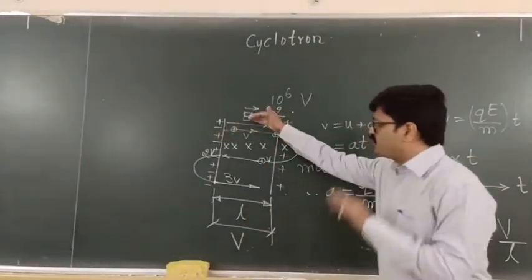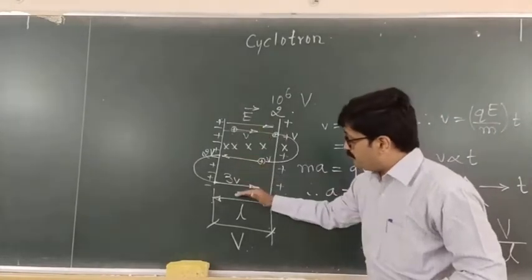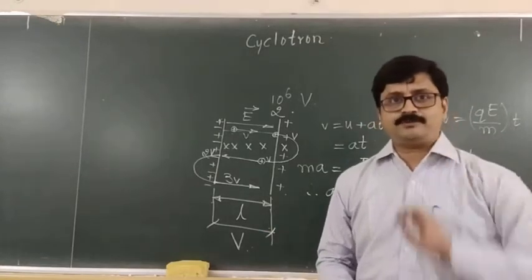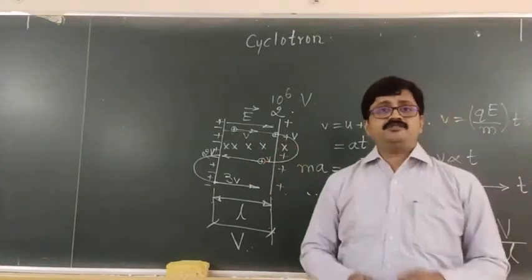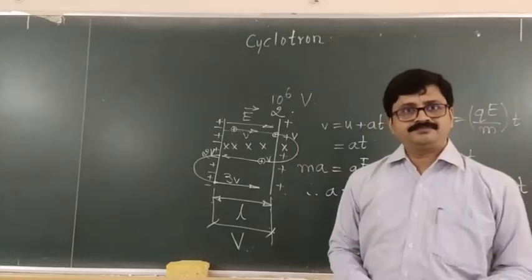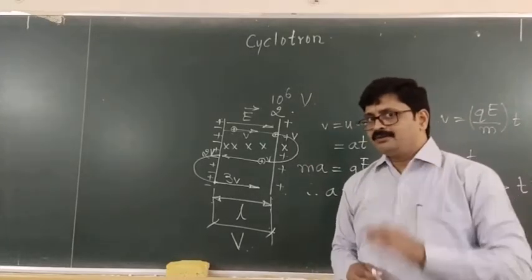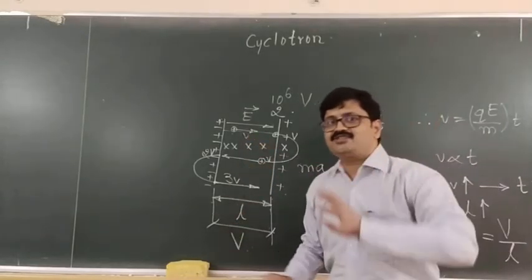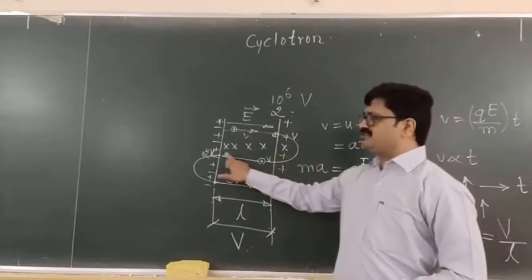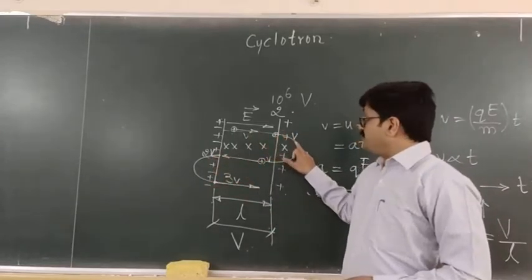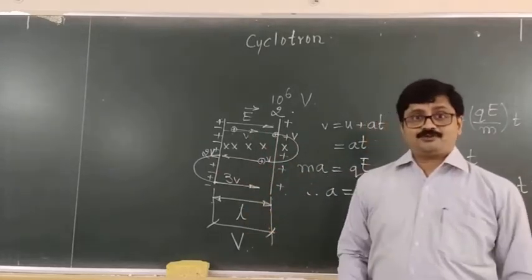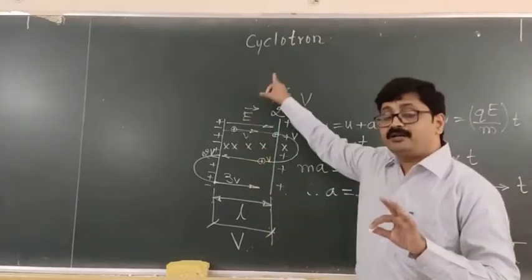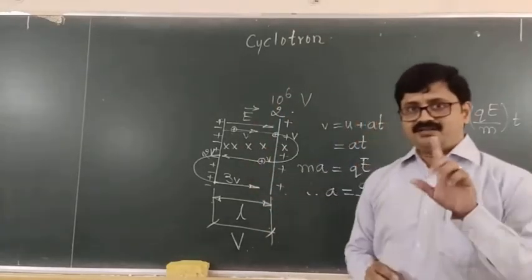Likewise, if I make the charged particle accelerate within the same electric field 1000 times, suppose, then what will be the speed of the charged particle? 1000 times V. I hope you followed. Okay. So hence we can say that the electric field is used to accelerate the charged particle and the magnetic field is used to make that charged particle execute uniform circular motion. So this is the concept or principle behind the cyclotron. I hope it is clear.